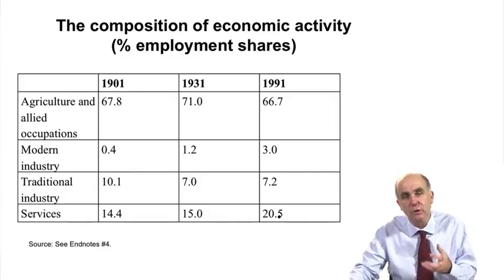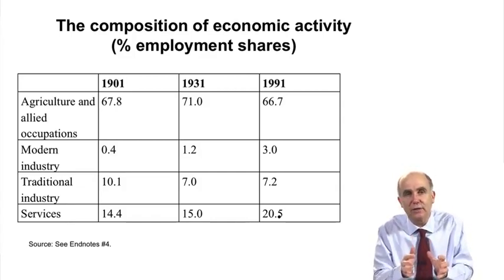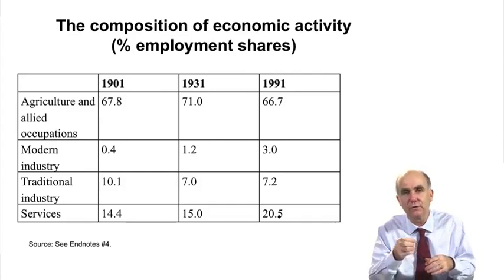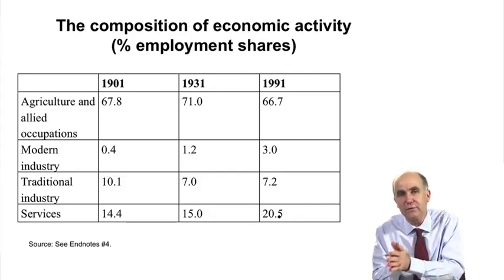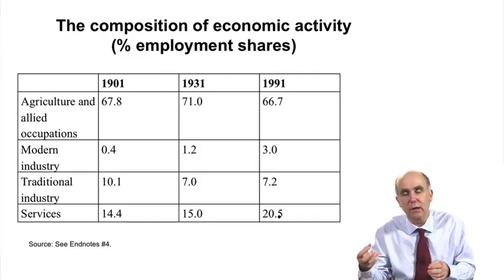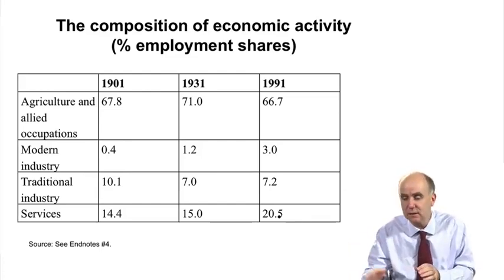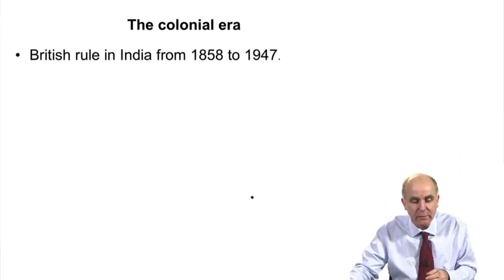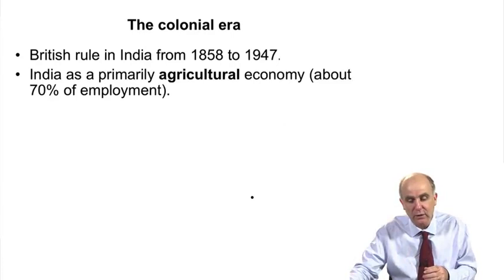What I'm going to do for the rest of this section of the lecture is talk about India's economic development really in three phases. The three phases that I identified when I looked at the first data slide: there was the British colonial era, then there was the planning era from the 1950s to the 1970s, and then a period of faster economic growth, which is often referred to as the reform era, which happens from the 1980s onwards. So starting out with the colonial era, there was British rule in India from 1858 to 1947.